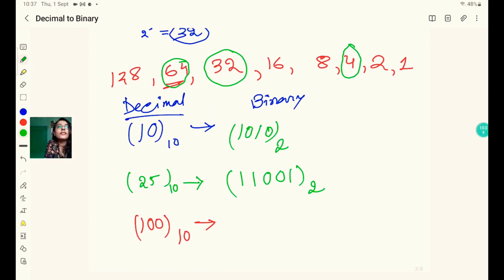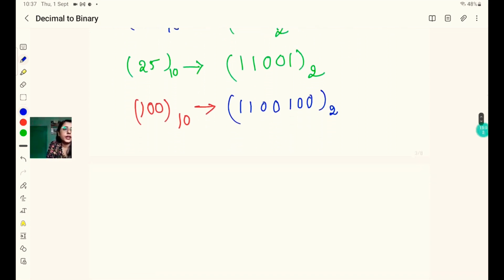So give 1 to this position, this position is 1 and this position is 1, and all other positions are 0. So what becomes the number? 1100100 base 2. Isn't it quite easy? So we can make any number from it very easily, okay?